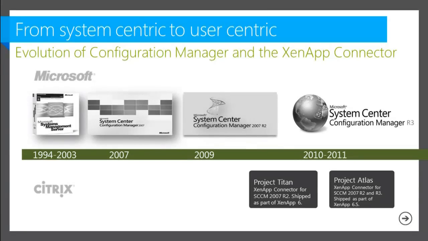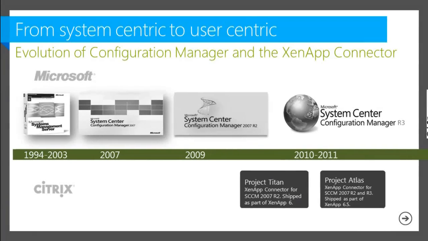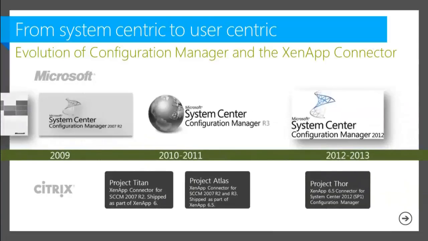Now, the XenApp connector was first introduced in 2010 as Project Titan. We updated it in 2011 for our XenApp 6.5 release. And what the connector originally was focused on was orchestrating updates to your XenApp farm so that you could target your OS and application updates to the farm, and then the connector would do a graceful rolling upgrade of the farm itself. This past year, we've updated the connector in Project Thor.